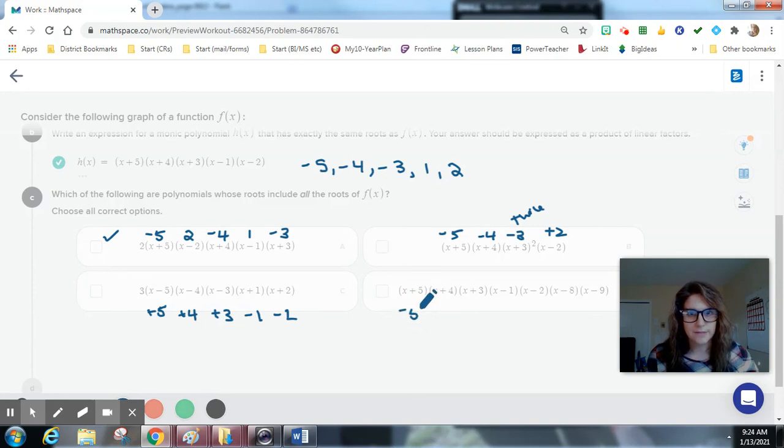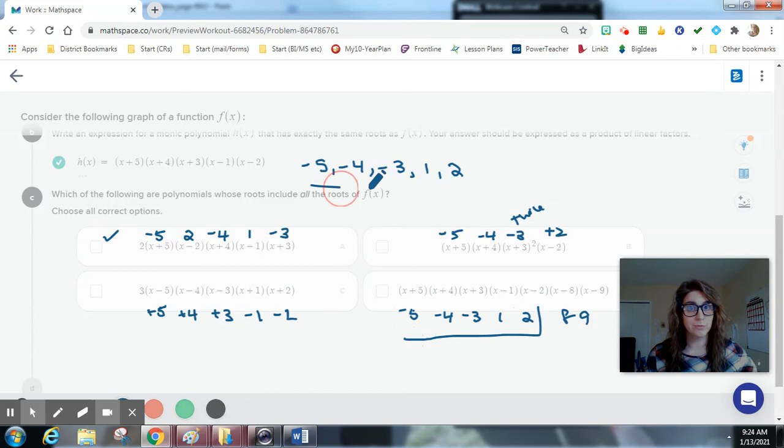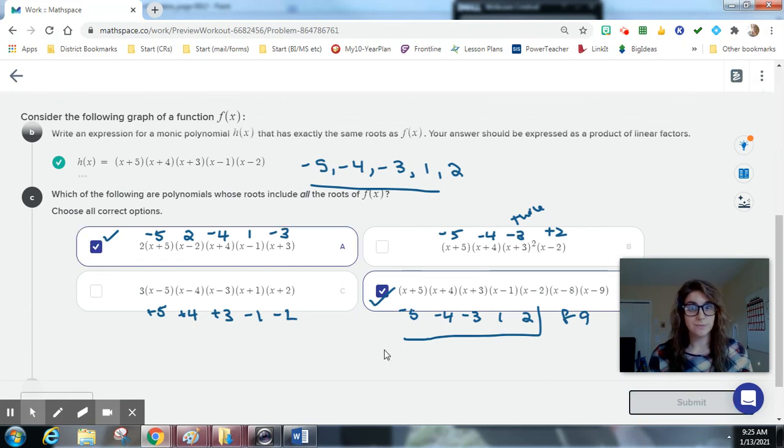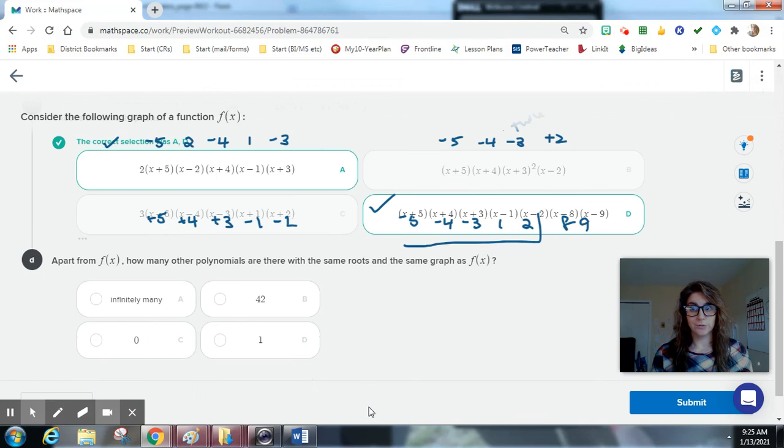And the last one is a -5, -4, -3, 1, 2, 8, and 9. But it does have all of those, which were my original. So it does contain all of the intercepts that I originally had. So I'm going to select these two, and we're good. Okay, and it says apart from f of x, how many others are the exact same?